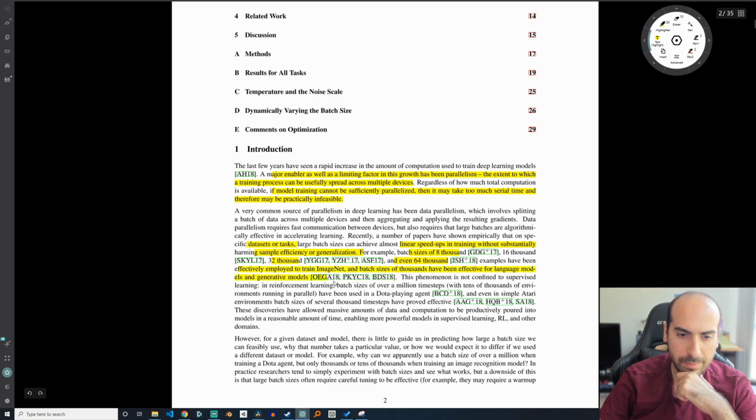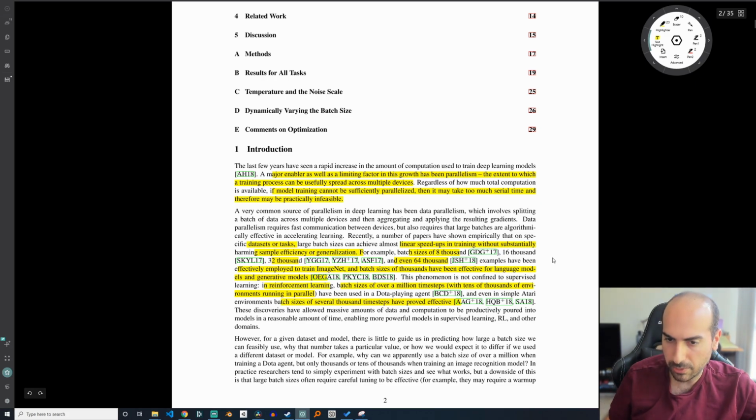Okay, this phenomenon is not confined to supervised learning. So in reinforcement learning, batch size of over 1,000,000 time steps with tens of thousands of environments running in parallel have been used in a Dota playing agent, and even in simple Atari environments, batch sizes of several thousand time steps have proved effective.